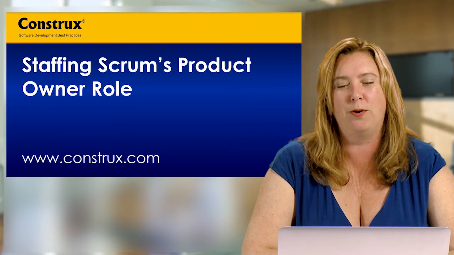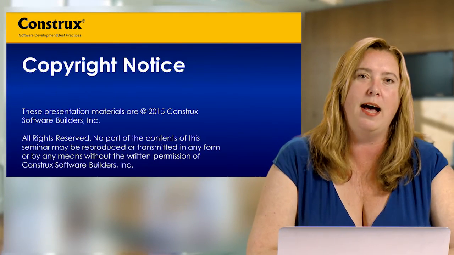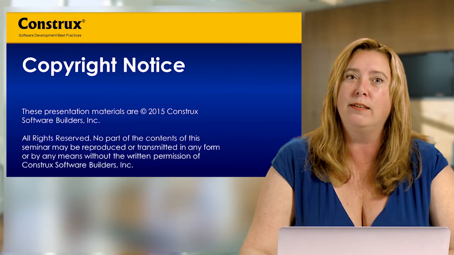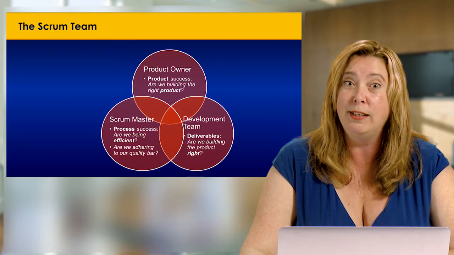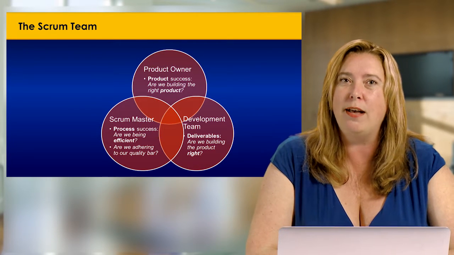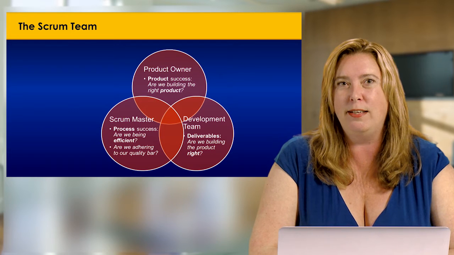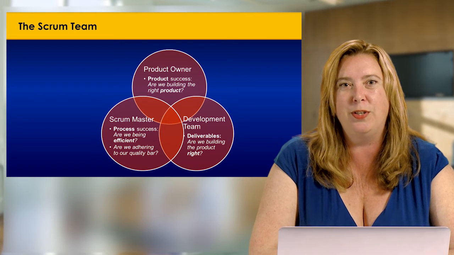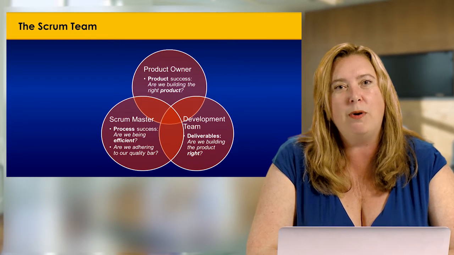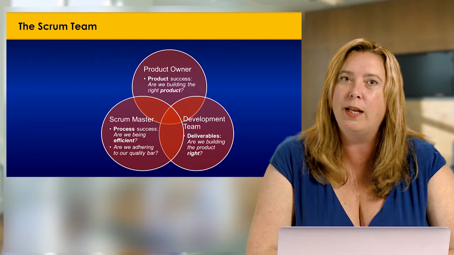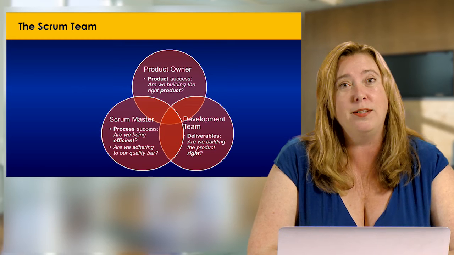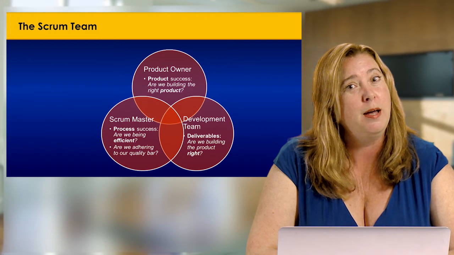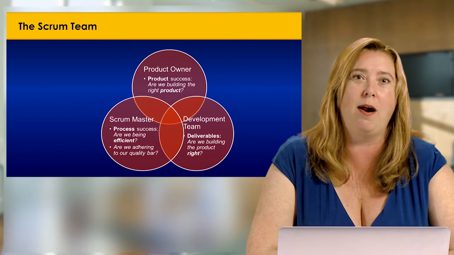Today I wanted to talk to you about staffing Scrum's product owner role. Scrum has three major roles in it: the development team, the folks who actually roll up their sleeves and do the work. There's the Scrum Master, who's the keeper of the process, the servant mentor who makes sure that we are both adhering to the process but also learning and growing, becoming more effective as a team. And the product owner. The product owner is really the person who makes sure that we're building the right product.